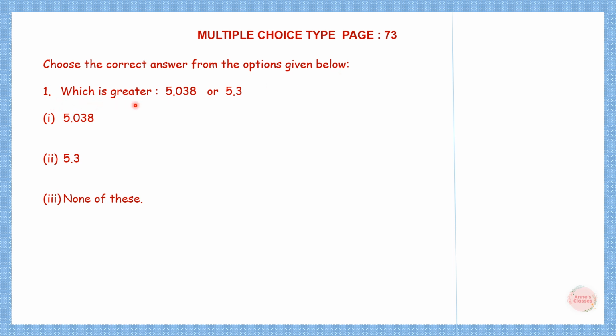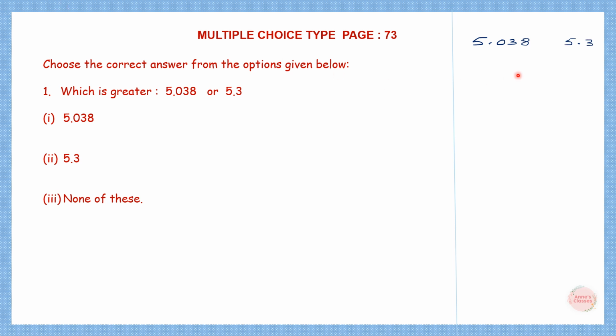Question 1. Which is greater, 5.038 or 5.3? Now let's write down these numbers here, children. So this is 5.038 and we have 5.3. Now in these two numbers, we should see which is the greater one.